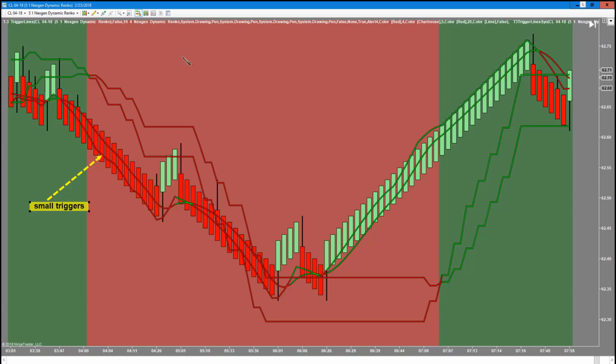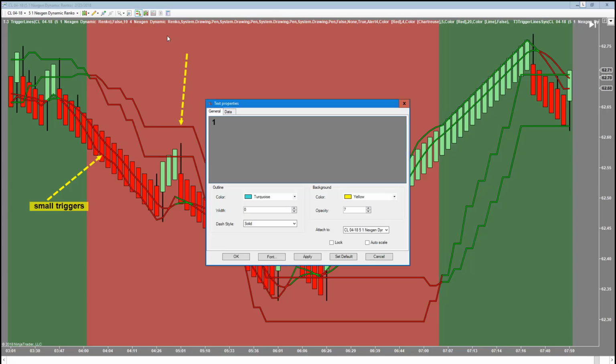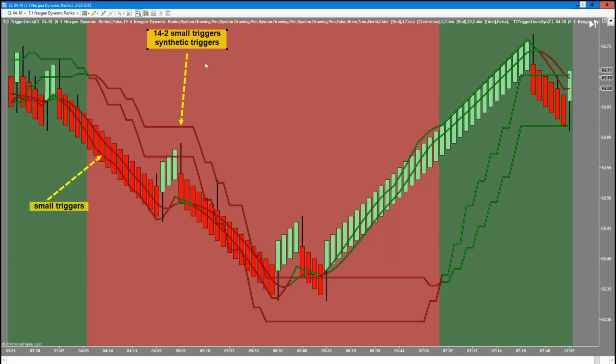And then the other triggers that you'll see, if you recall, are the 14-2 or the larger charts. Again, it depends on what time frame you're using, but in our case here, 14-2 small triggers, and we also call them synthetic triggers. So those two terms are interchangeable, whether we say synthetic triggers or 14-2 triggers, either way.